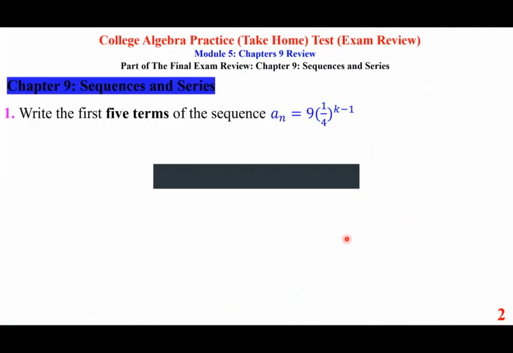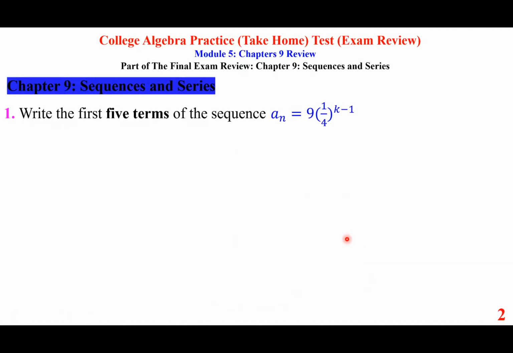All right. Let us write the first 5 terms of the sequence a sub n equals 9 times 1/4 to the power of k minus 1. Simply put, replace the k with 1, 2, 3, 4, 5, the first 5. So let's start with number 1.